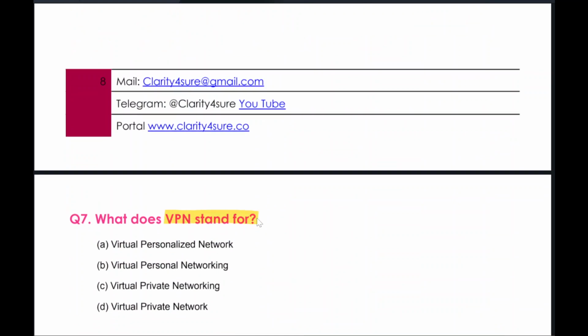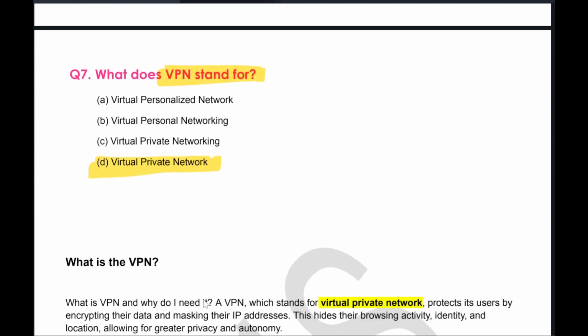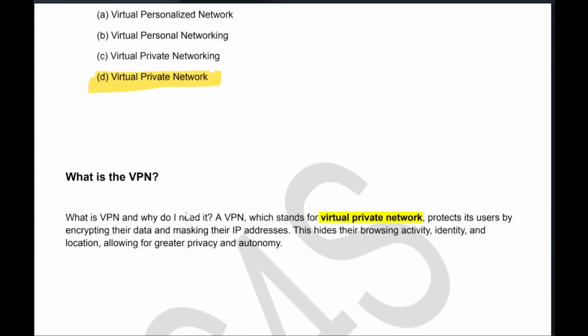Now, what does VPN stand for? What is the full form of VPN? It is virtual private network. A VPN protects its user by encrypting their data and masking their IP addresses. This hides their browsing activity, identity, and location, allowing for greater privacy and autonomy.